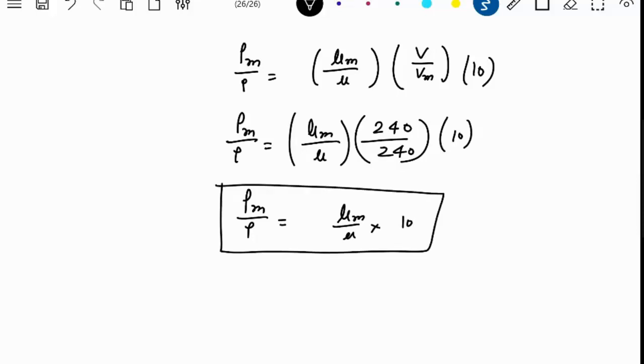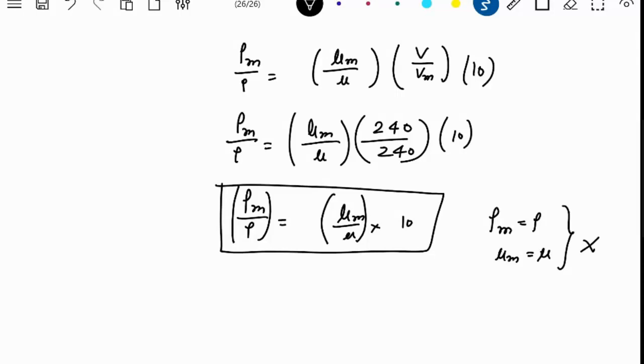Now see, you cannot use the same liquid or same air, because in that case what will happen? This will be 1 and this will also be 1. So you will have 1 is equals to 10. That is not satisfied. So Reynolds number similarity will not be satisfied if you assume rho m is equals to rho and mu m is equals to mu.